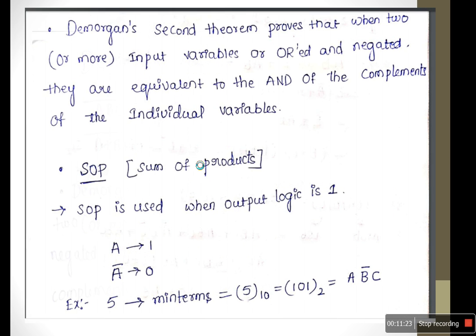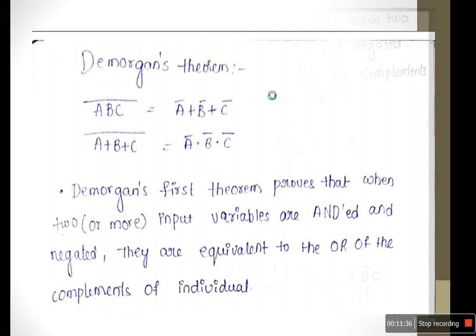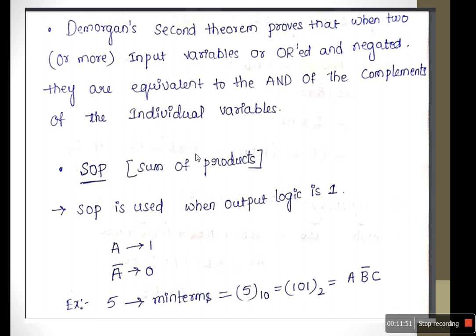Similarly, the second theorem proves that when two or more input variables are ORed and negated, they are equivalent to the AND of the complements of the individual variables. So here the variables are ORed, that is (A + B + C) whole bar, and negated, which is equivalent to the multiplication of the individual terms which are complemented.